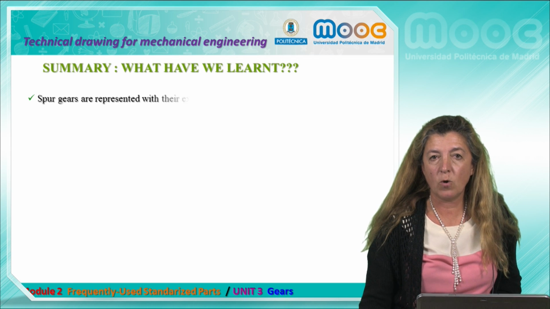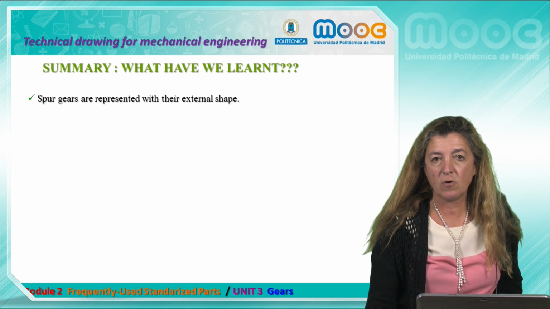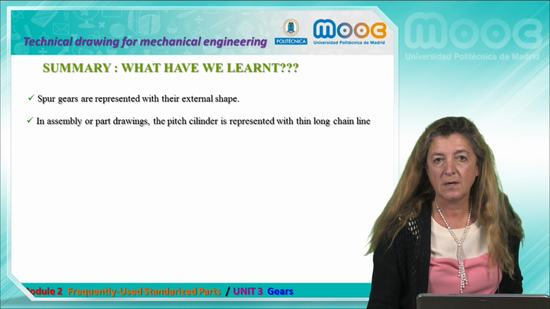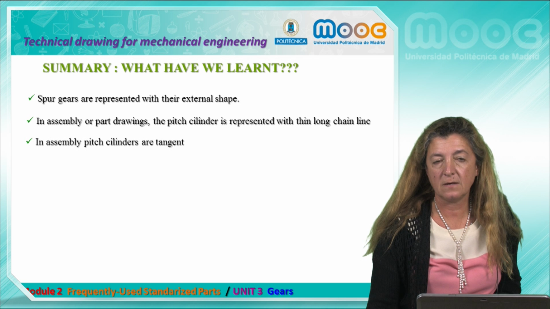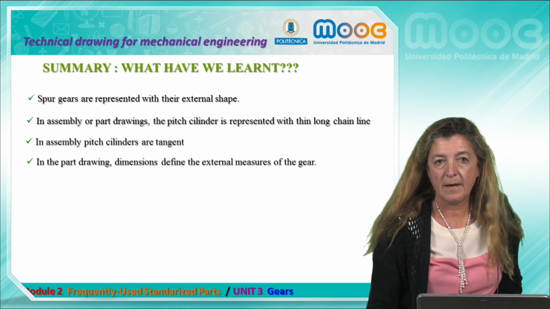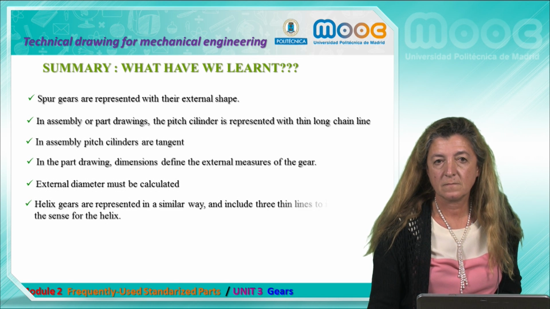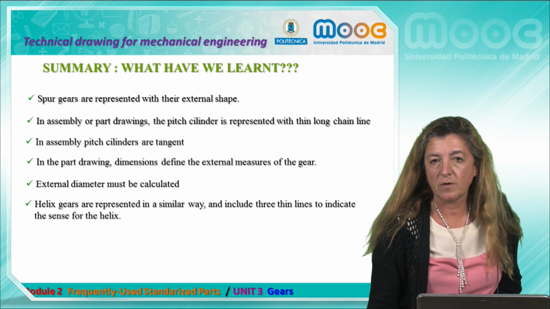In our summary, what have we learned? Spur gears are represented with the external shape. In assembly or part drawing, the pitch cylinder is represented with a long, thin chain line. In assembly, pitch cylinders are tangent. In the part drawing, dimensions define the external measures of the gear. External diameter must be calculated. Helical gears are represented in a similar way and include three lines which indicate the sense of their helix.